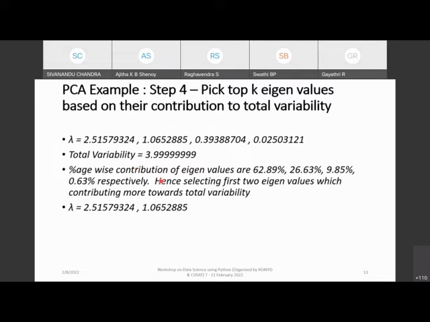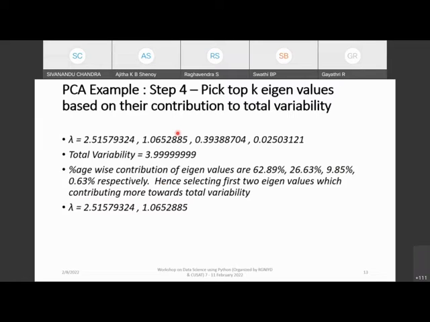Now if I calculate the percentage-wise contribution of each eigenvalue to the total variability, I am calling lambda 1 eigenvalue 1, lambda 2 for eigenvalue 2, then lambda 3, lambda 4 for the 4th eigenvalue. Lambda 1 is contributing 62.89% to the total variability. Lambda 2 is contributing 26.63%. The third eigenvalue is contributing only 9.85%, and the fourth is contributing only 0.63%.